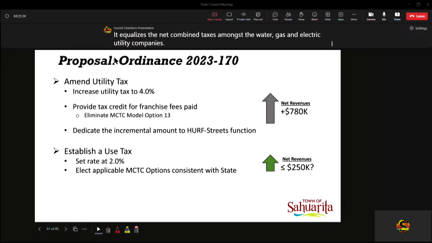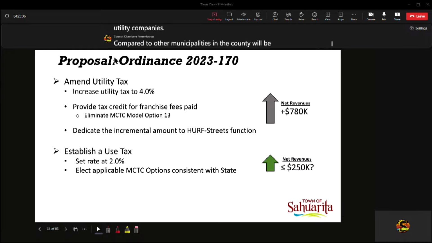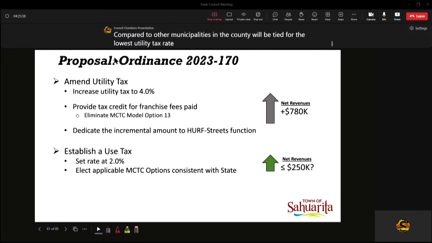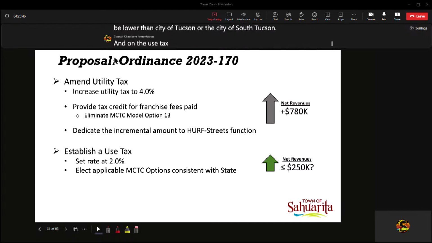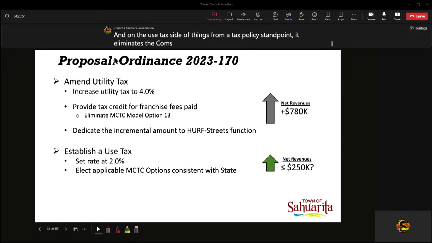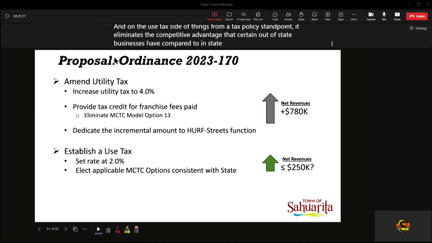Compared to other municipalities in the county, we'll be tied for the lowest utility tax rate. We'll be tied with Marana and Oro Valley and still be lower than the city of Tucson or the city of South Tucson. And on the use tax side of things, from a tax policy standpoint, it eliminates the competitive advantage that certain out-of-state businesses have compared to in-state businesses.